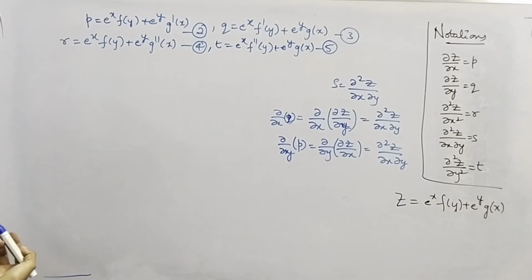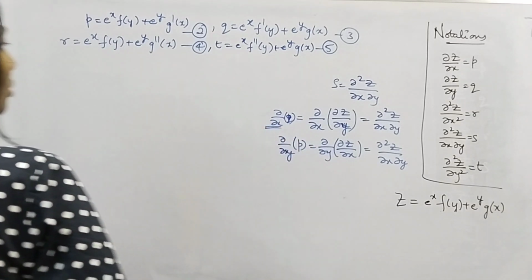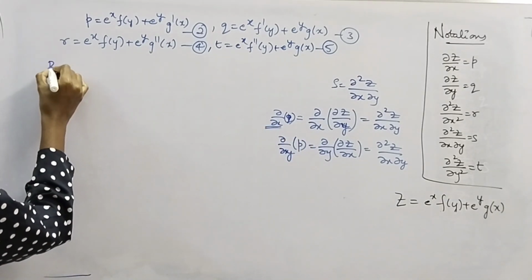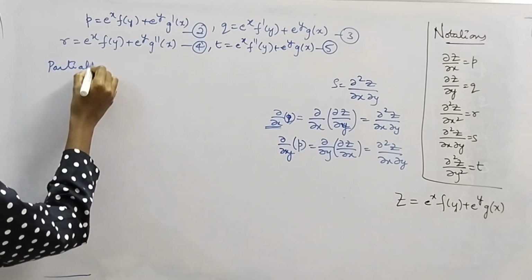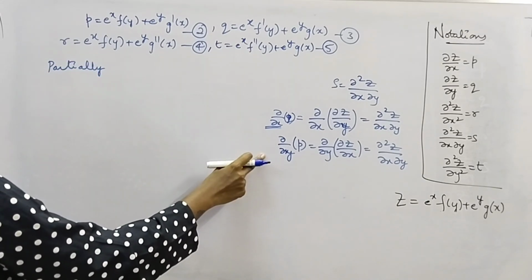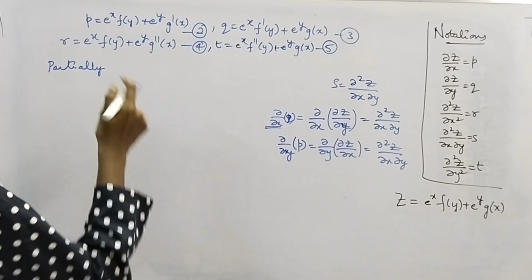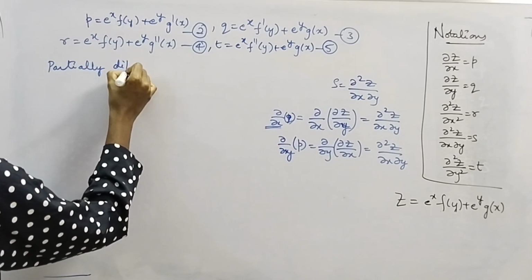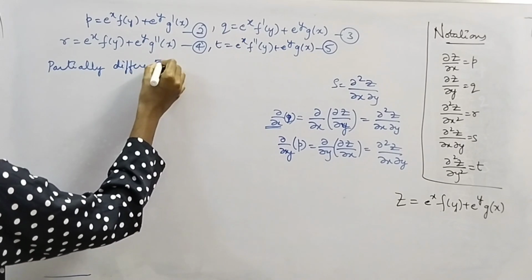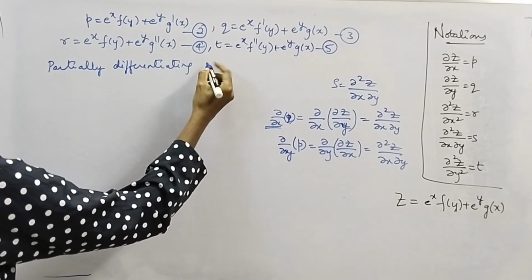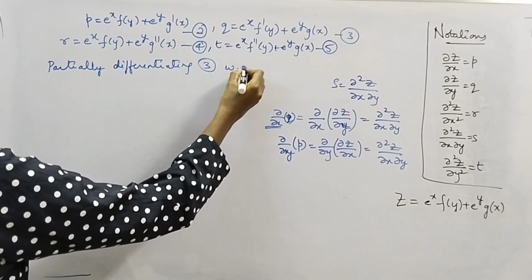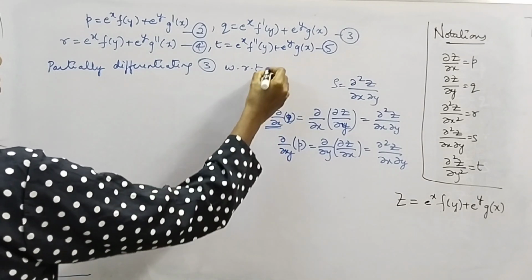So let's go for q. Partially, you'll get the same answer by doing q with respect to x or p with respect to y. You need to get the same answer. Partially differentiating, I'll show you. Partially differentiating 3 with respect to x.